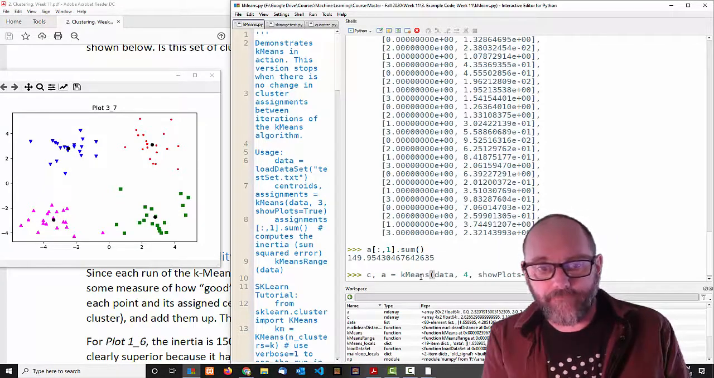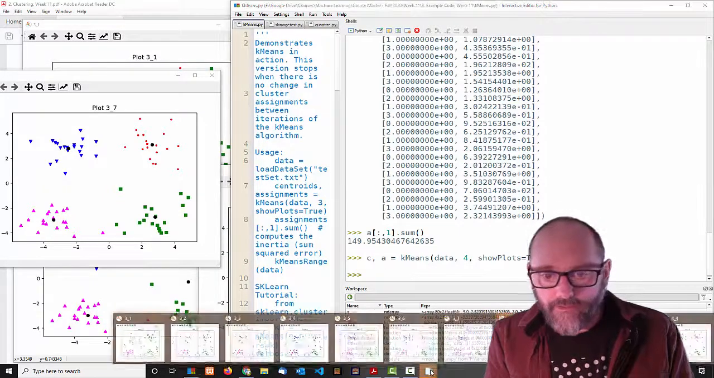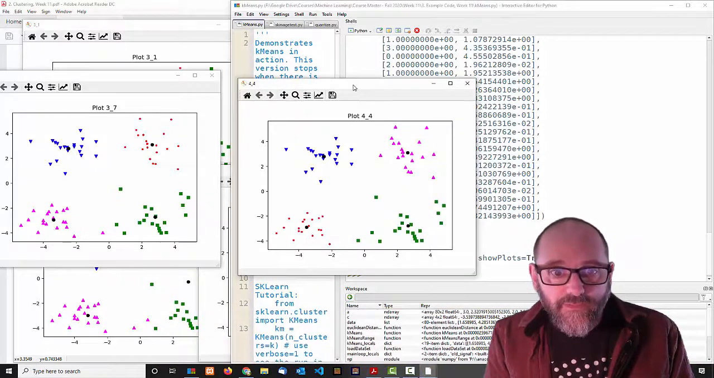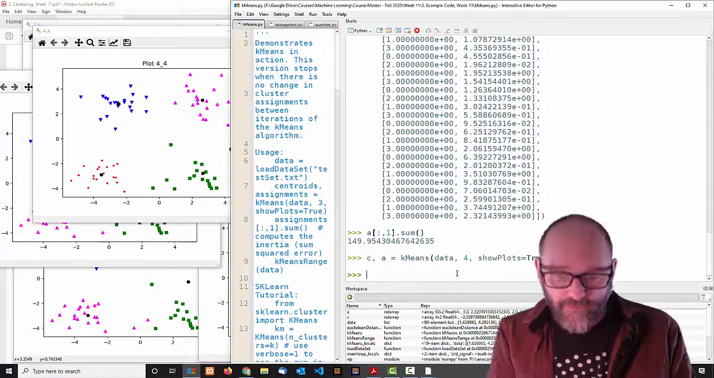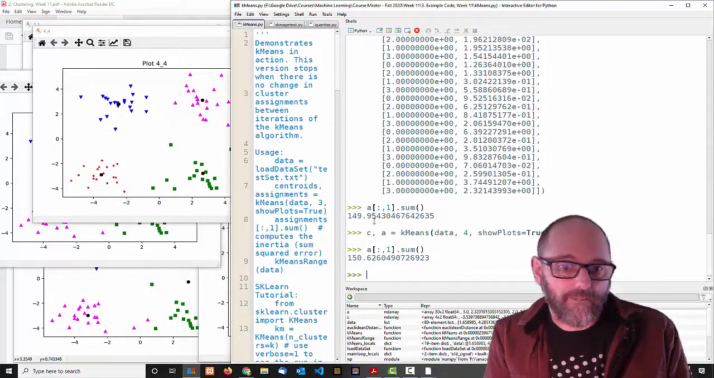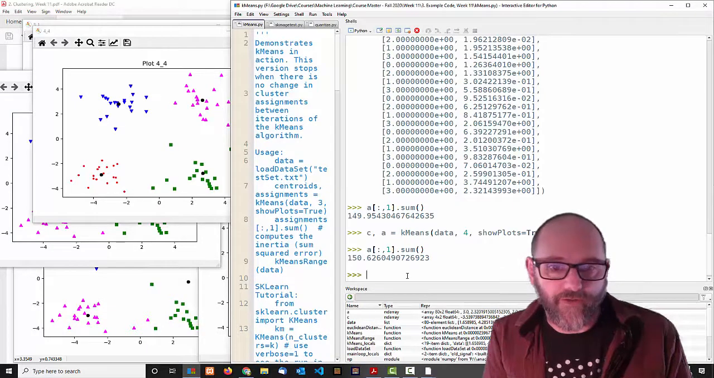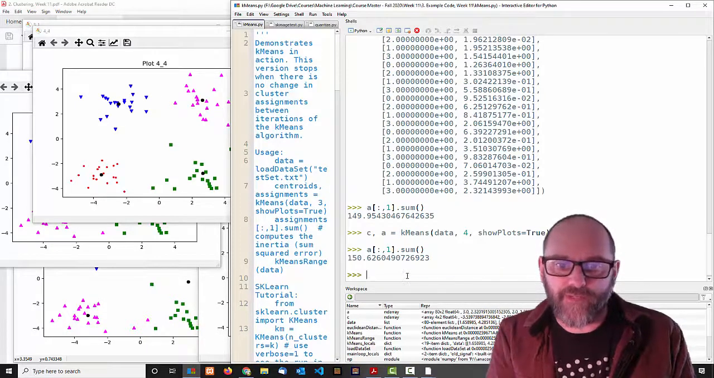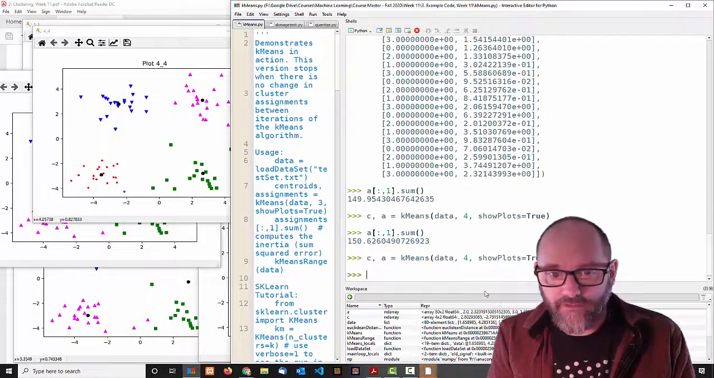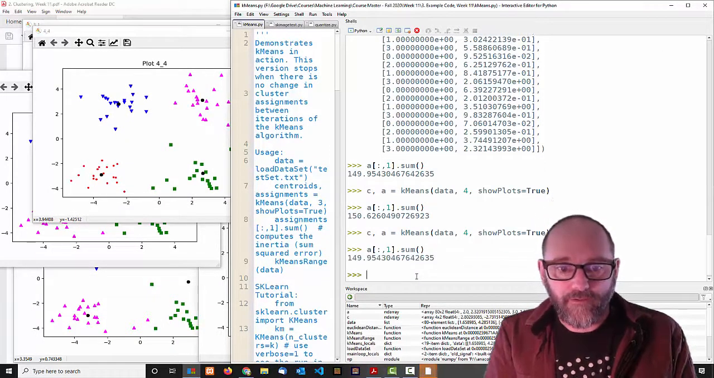Then if we run it again, let's see how this one does. That's a pretty good one too. So it's basically the same solution. So it's about the same sum squared error, 150. I'm going to run this a few times, and I'm hoping that we'll find a bad solution. That's plot 4, 4. That's still a pretty good one.